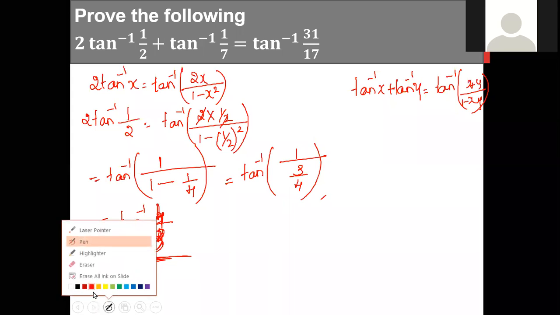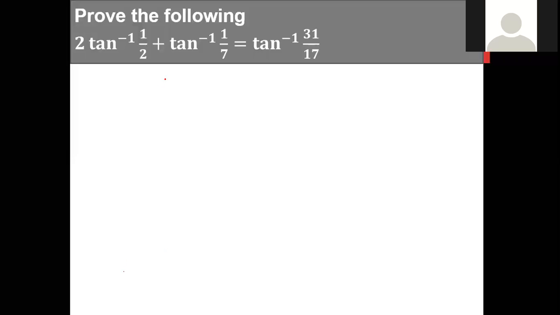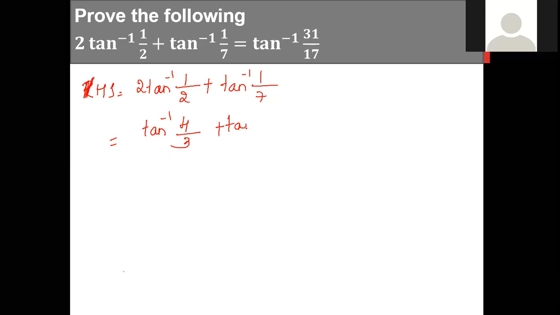Okay, did you understand, students, why I used that formula? In order to use this formula, first I have to reduce 2 tan inverse into tan inverse of something. That's why I used this formula, and I got tan inverse of 4 by 3. Now your LHS, which was 2 tan inverse half plus tan inverse of 1 by 7, can be written as tan inverse of 4 by 3 plus tan inverse of 1 by 7. Now you can apply the formula.